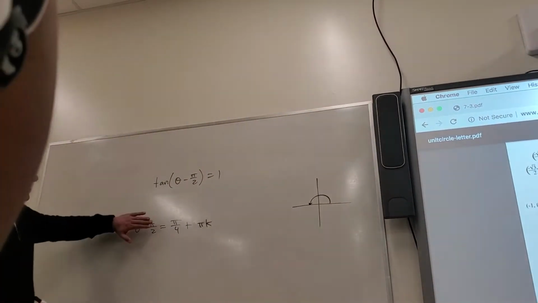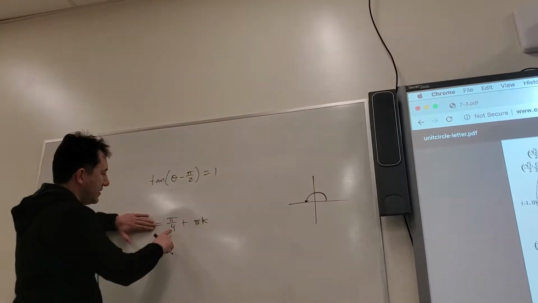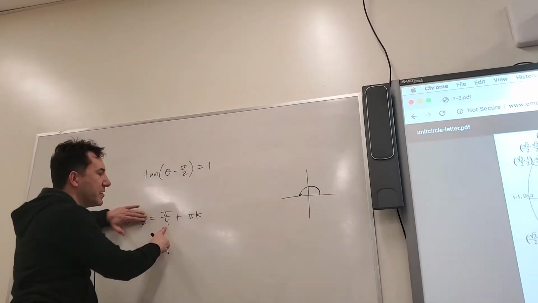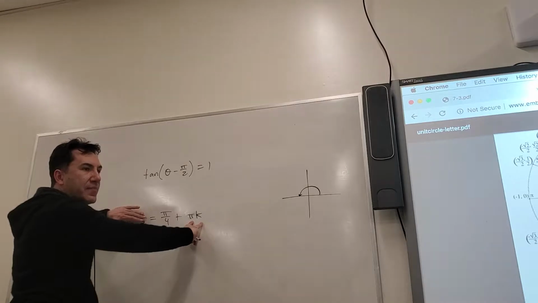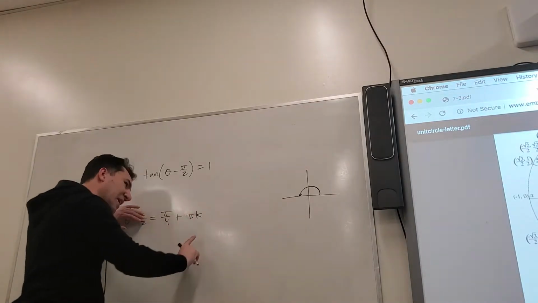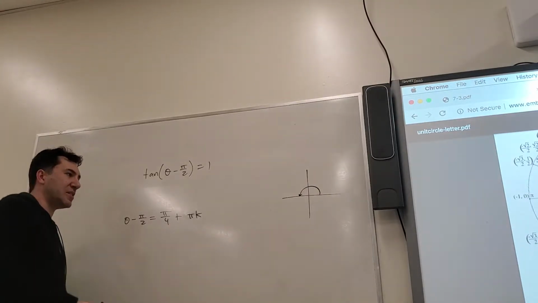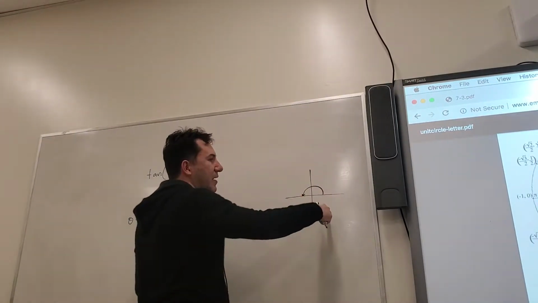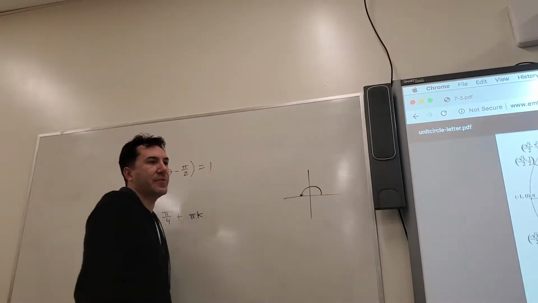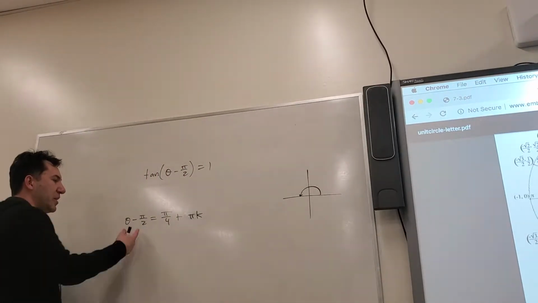So again, don't worry too much about this. This is what makes tangent of theta equal to 1. Don't forget to add pi k. Do not add 2 pi k, that is wrong. The period of tangent is just pi. It starts repeating itself once you pass pi, not like cosine and sine. Okay? And then you have to solve for theta, right?